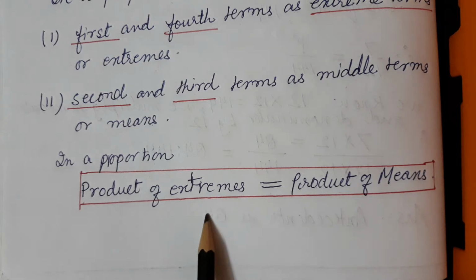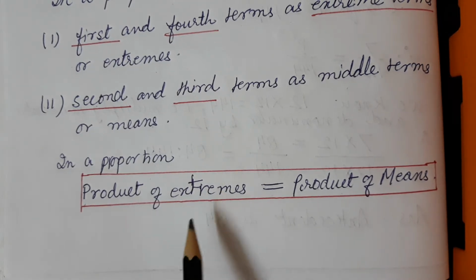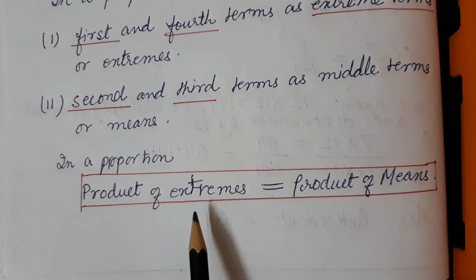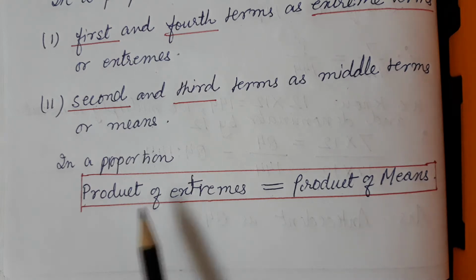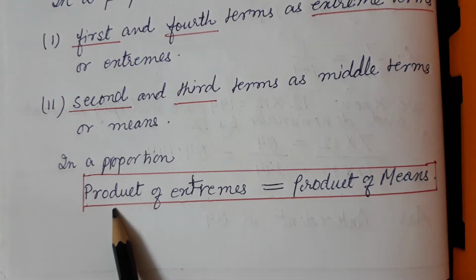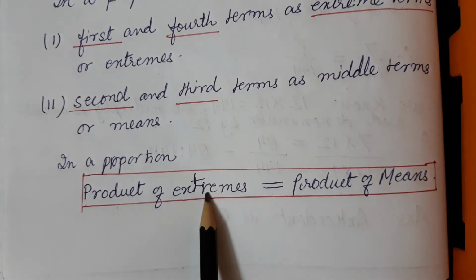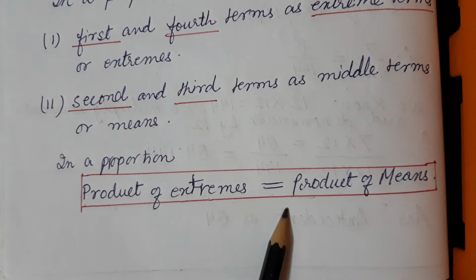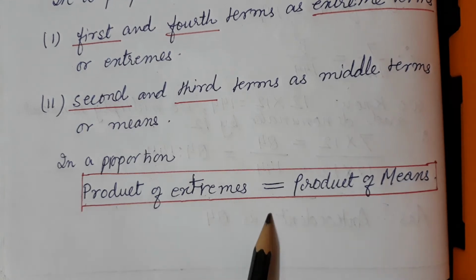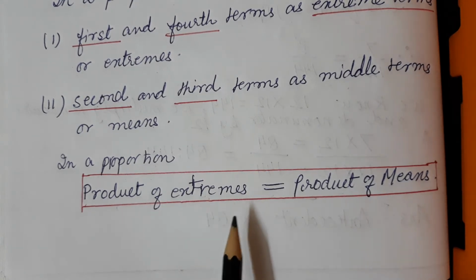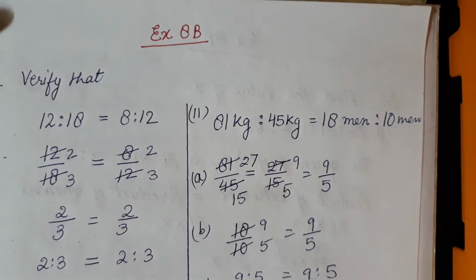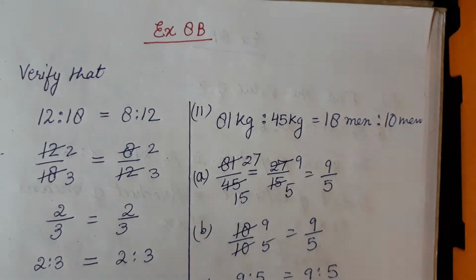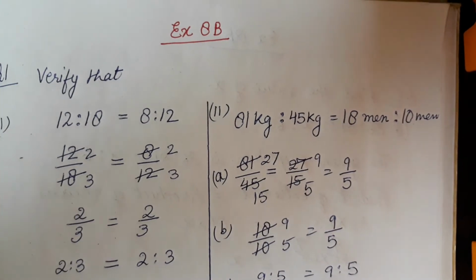Suppose we are given two ratios. How do we find out whether they are in proportion or not? We will find the product of extremes and the product of means. If they are equal, then we say it is in proportion. Otherwise, we say they are not in proportion. To understand this better, we will start with exercise 8B, question number 1.